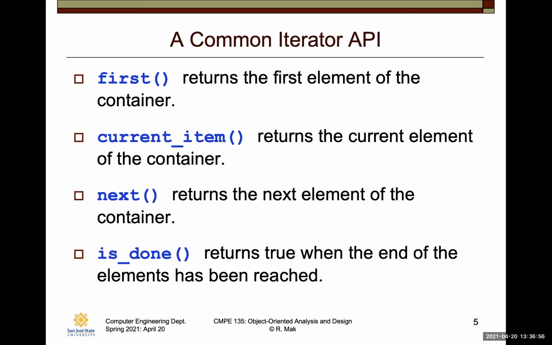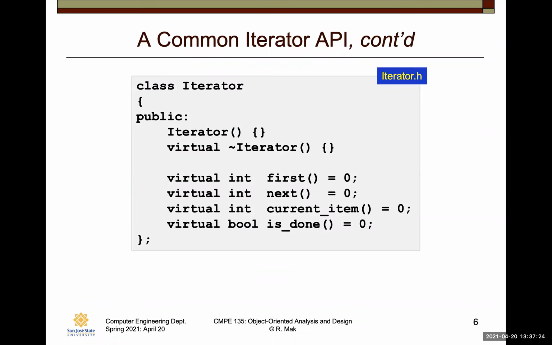Okay, so even though the way you access an element of a hash table is by using the key, internally the elements are maintained in sorted order by the keys, and so you can use an iterator on a hash table. Any container that maintains its elements in some order can have an iterator.